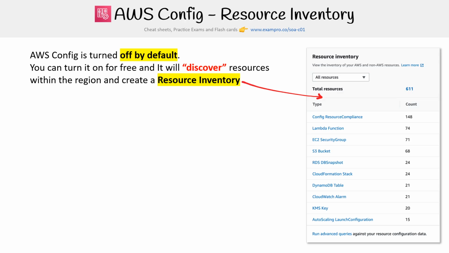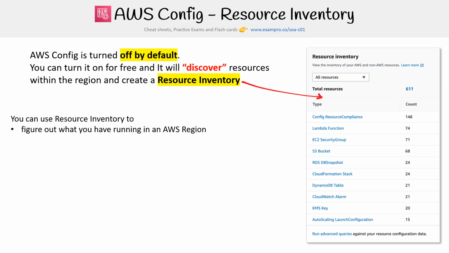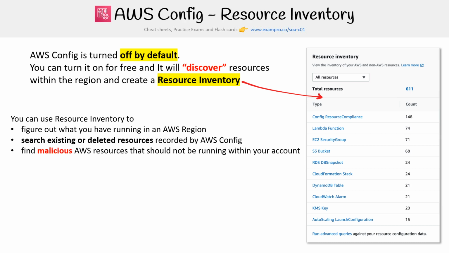So here on the right-hand side, we have a big list of resources. You can see there's 611 resources within our region here. And you can use the resource inventory to figure out what you have running in an AWS region, search existing or deleted resources recorded by AWS Config, find malicious AWS resources that should not be running within your account. And I have to emphasize that you have to turn this on per region. So that's something that's really important if you really want to have full visibility. Make sure this is turned on in every region that you're operating in.